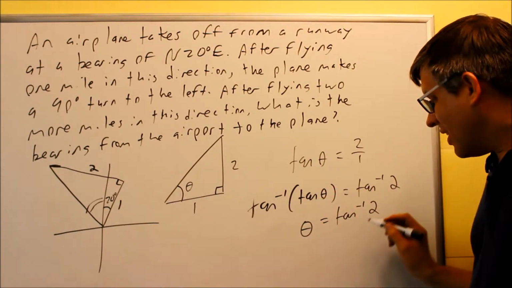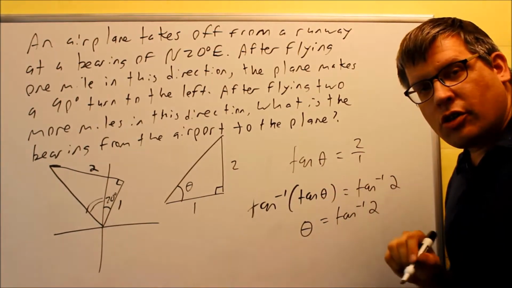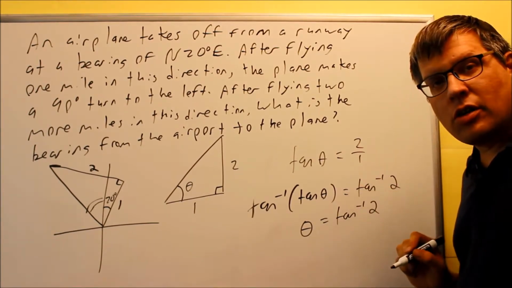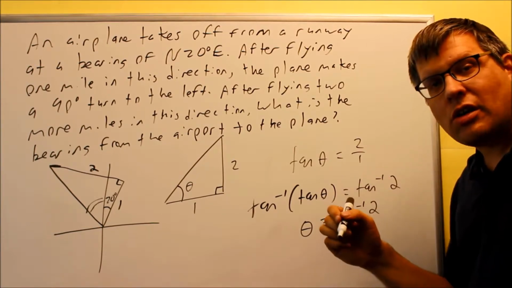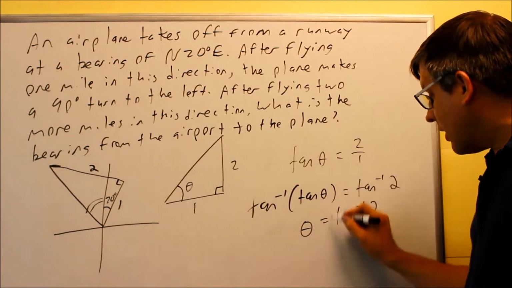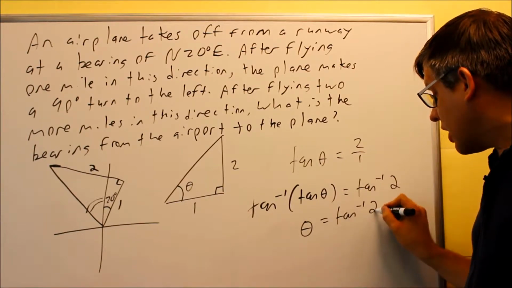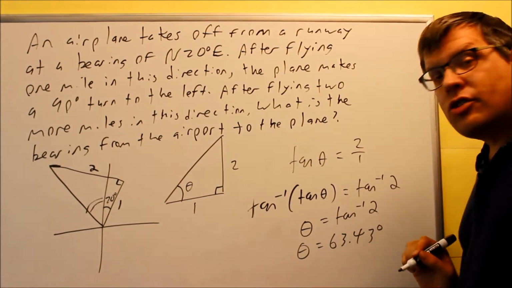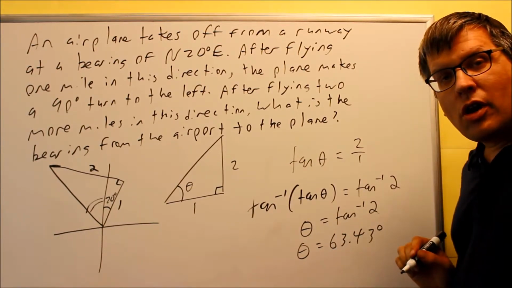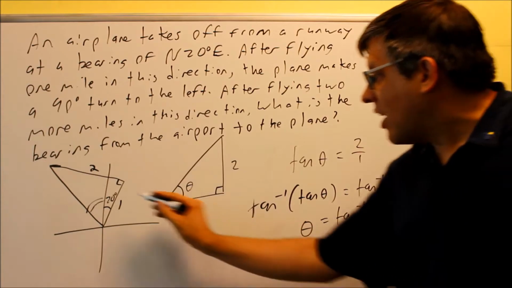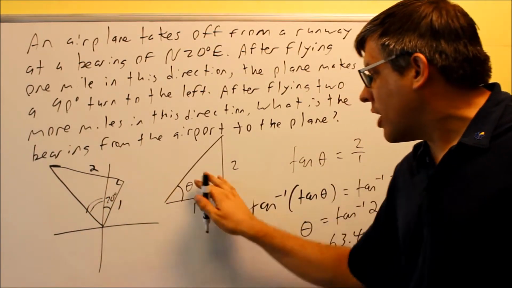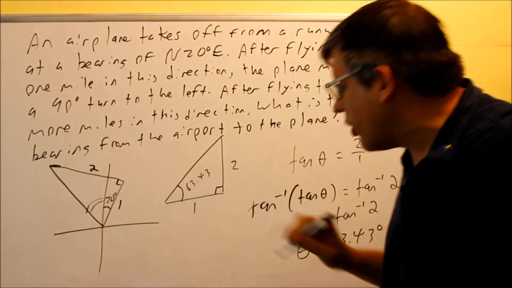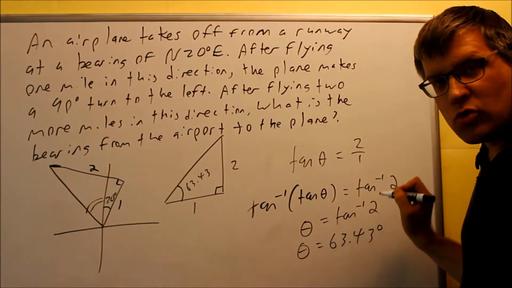I'm taking an inverse of both sides to get rid of the tangent here so I get theta by itself. Now to do this part, you're going to use your calculator. Right above the tangent key on your calculator you should have an inverse tan button, and you'll have to get it by hitting a shift key or a second key. So if you punch that into your calculator, what you should get is 63.43 degrees. That's the inverse tangent of 2. So what I just found is the entire angle inside the triangle, this angle right here, was 63.43 degrees.